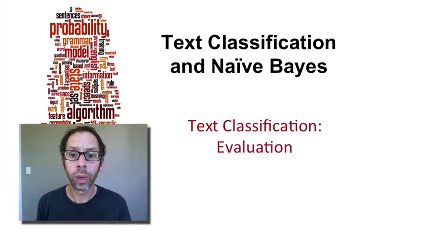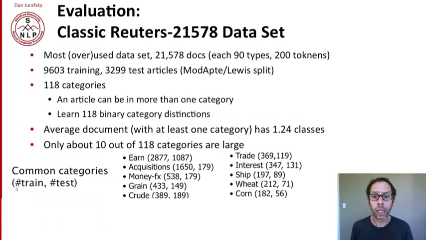We've introduced precision and recall. Now let's turn to the remaining issues in the evaluation of text classification. A commonly used dataset for text classification is the Reuters dataset. It's got 21,000 documents. There are standard training and test splits.